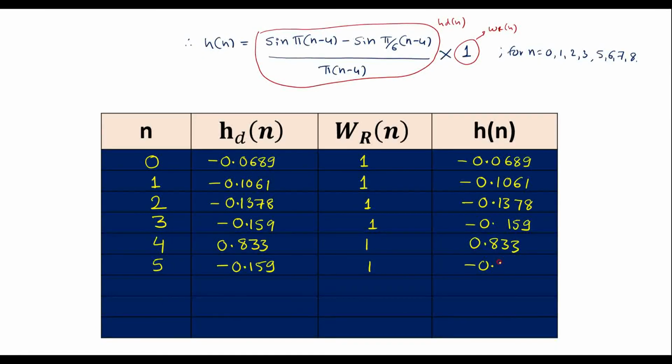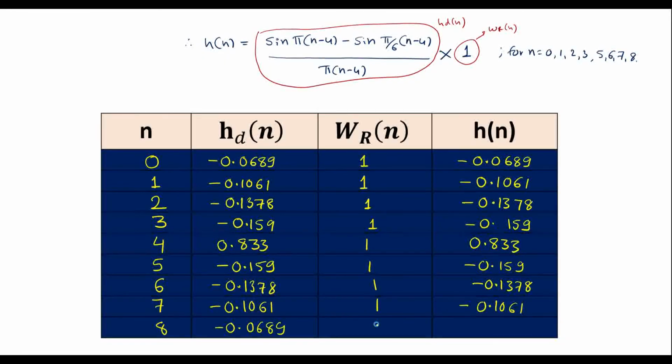This is 159. Similarly, for n equal to 6 is same as for n equal to 2, that is minus 0.1378, minus 0.1378. N equal to 7 is same as n equal to 1, that is minus 0.1061, minus 0.1061. For n equal to 8, it is same as n equal to 0, that is minus 0.0689, minus 0.0689.